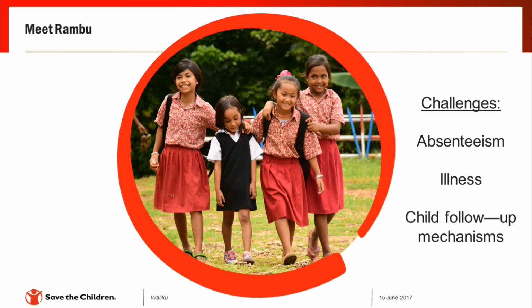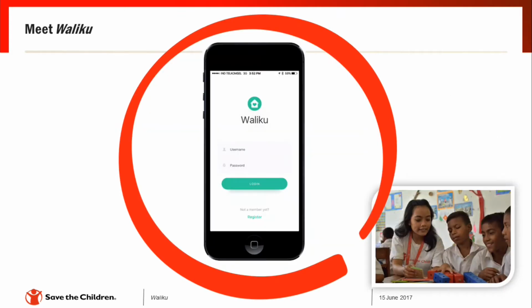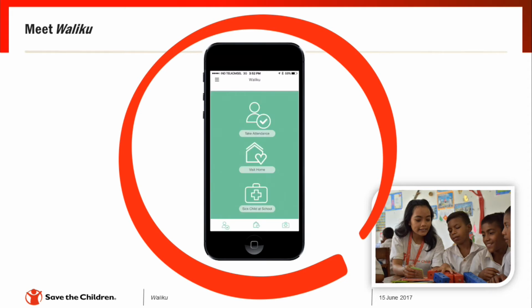Luckily for Rambu, her community is piloting the Waliku software and system, and her absence has not gone undetected. Meet Waliku, or My Guardian in Indonesian. Waliku is a mobile application, comprehensive database, and integrated system built to address the needs of Rambu and her friends. With Waliku, absence is used as a surrogate marker for potentially sick children in need of help, or children with social factors preventing them from attending school.